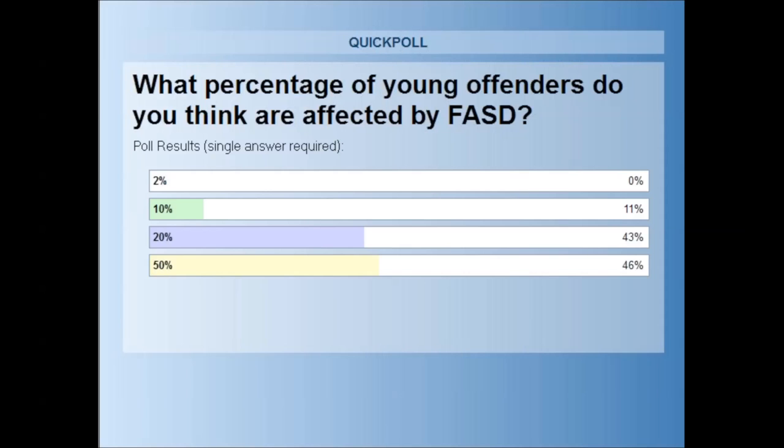I think it's probably in the area of around 20%, but future research should inform us about whether or not that's the estimate. At any rate, it is high, and it may vary from jurisdiction to jurisdiction.